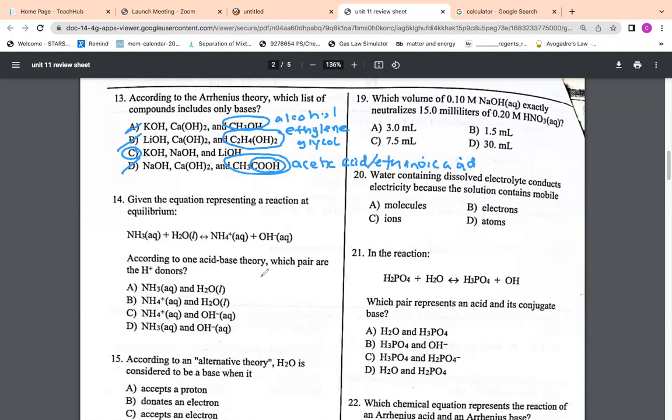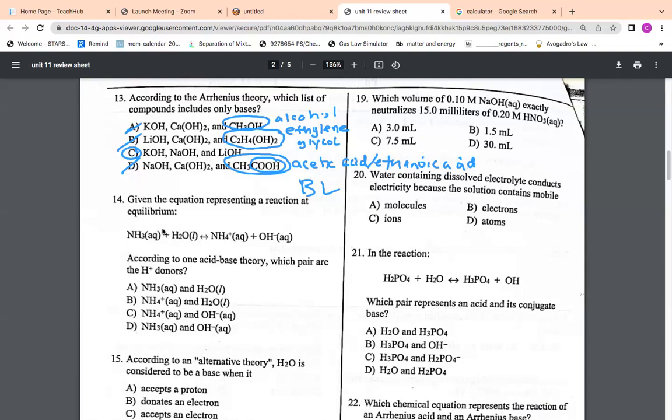Okay, number 14. According to one acid-base theory, which pair are the H plus donors or hydrogen donors? So this is also talking about the Brønsted-Lowry theory. So basically, what they're asking for, the things that are going to donate hydrogen ion are going to be acids. So we need to look for the thing that is an acid and the thing that is a conjugate acid.